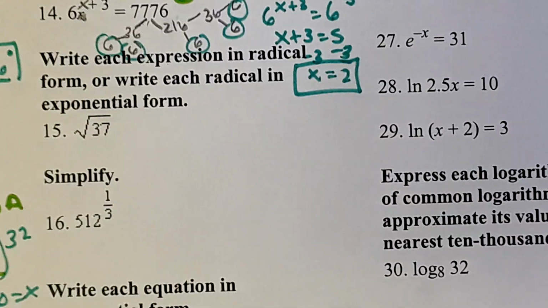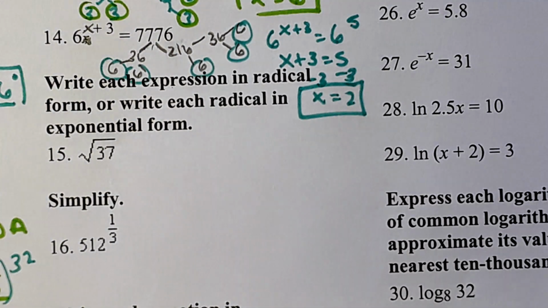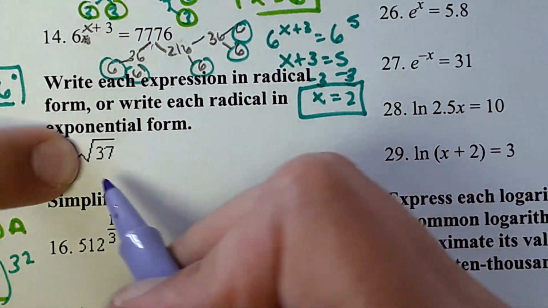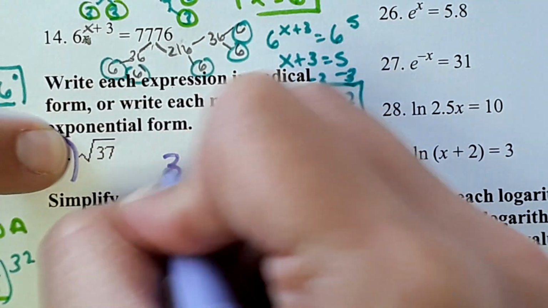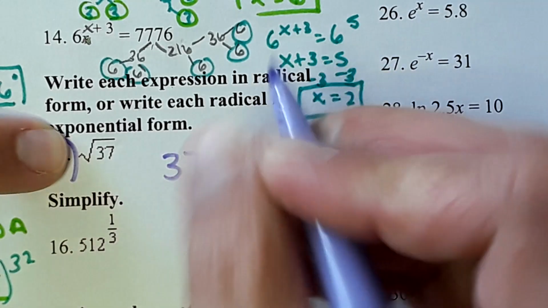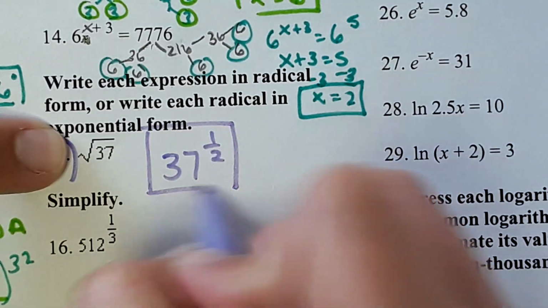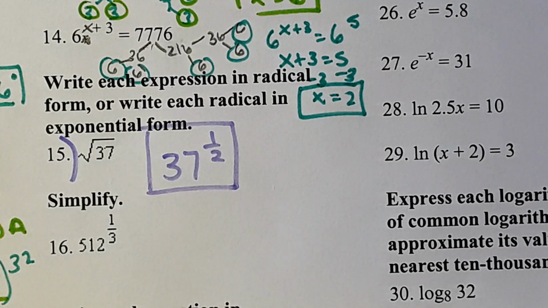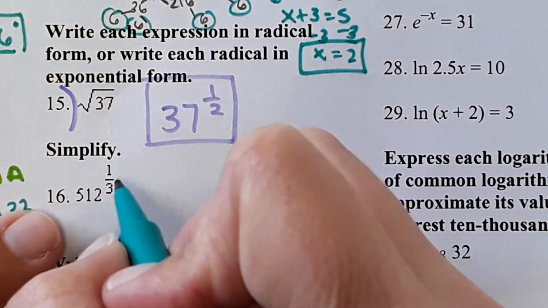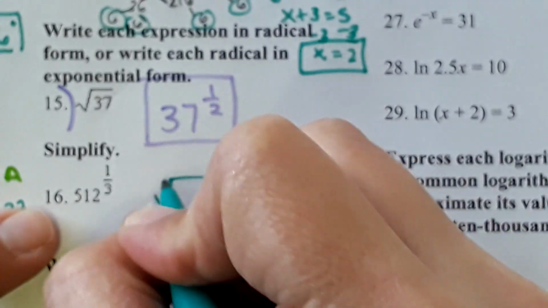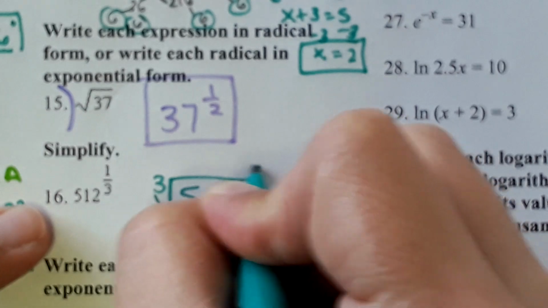Next. Okay, write each expression in radical form, or write each radical in exponential form. These are actually really simple. They just want this written with an exponent instead of the radical. So the square root of something would be the same as 37 to the 1/2 power. So that's what they're looking for. Then for the next one, to the 1/3 power would be the same as the cube root of 512.